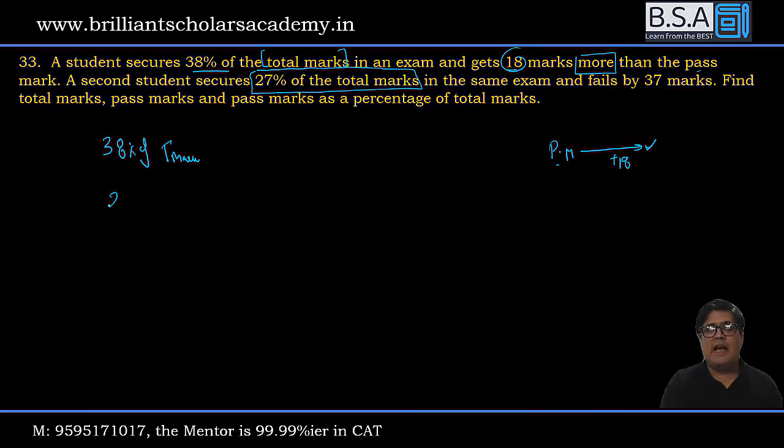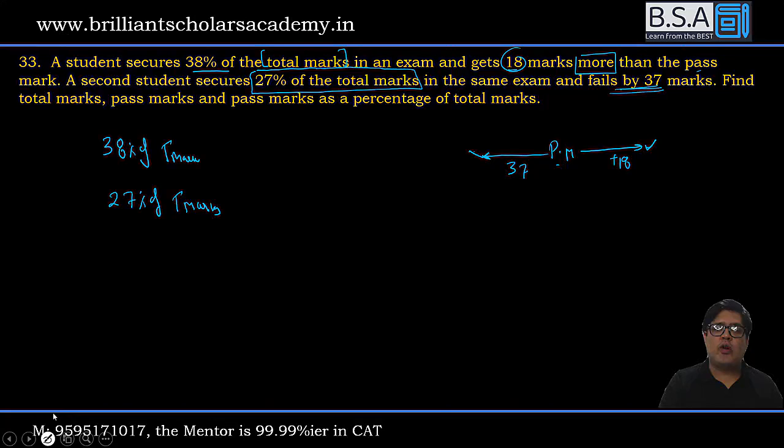Another student has 27% of total marks. The same student fails the exam by 37 marks. अब ये पास मार्क्स से पीछे है 37. तो व्हाट इज द गैप बिटवीन स्कोर्स ऑफ दीज टू स्टूडेंट्स? ये पीछे 37, ये आगे 18.